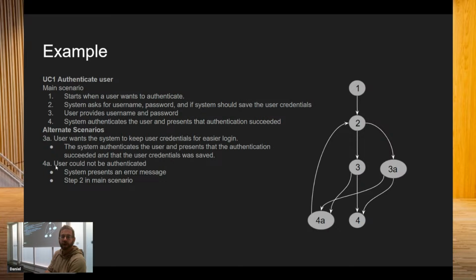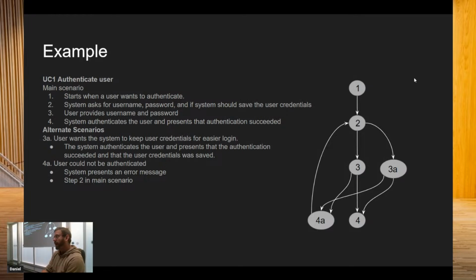And so 4A is user could not be authenticated. So from 3 and 3A, we can take paths to both ways of not being authenticated and being authenticated. So if we're not authenticated, system presents an error message, and then we go back to the form, or the system asks for the user credentials again and presents an error message and stuff like that.